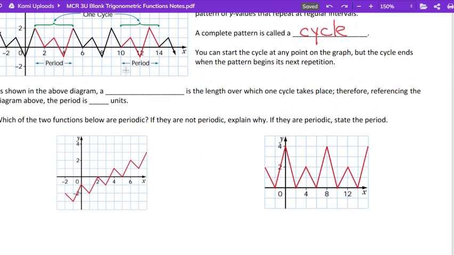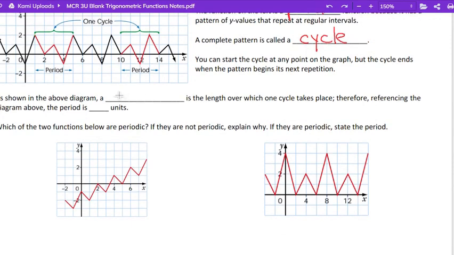As shown in the above diagram, a period is the length over which one cycle takes place. So a period is the measurement of one cycle.